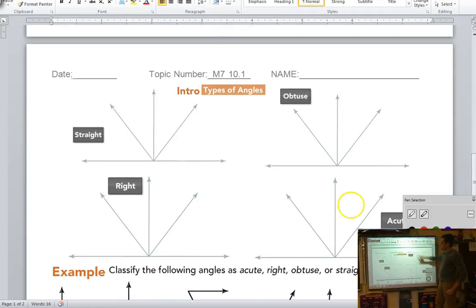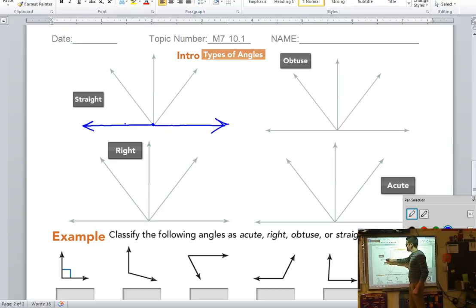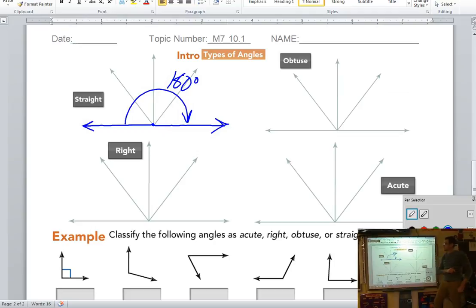Now move on to the back. We want to draw examples of these different types of angles. So a straight angle is an angle where the two rays are straight with each other. So if my one ray starts heading out this direction, then to be a straight angle, my other ray would have to head out this direction. And this makes 180 degrees. A straight angle has a measure of 180 degrees.